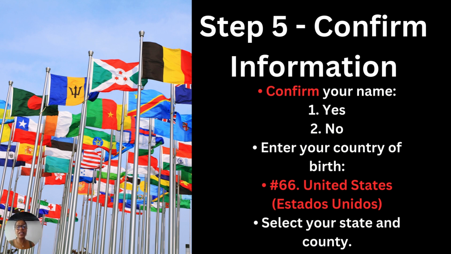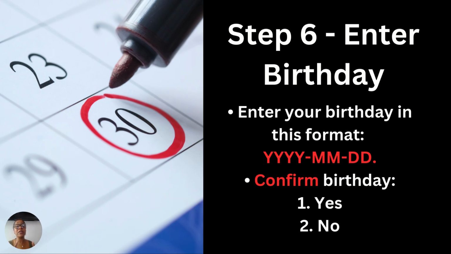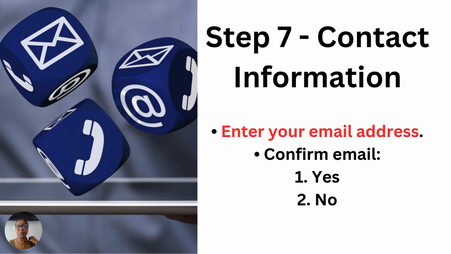And then select the state and country, and then you're going to move to the next field. The next field is entering your birthday. You want to make sure that you enter it as a four-digit year, two-digit month, two-digit day, and then you're going to confirm yes for number one or two for no.